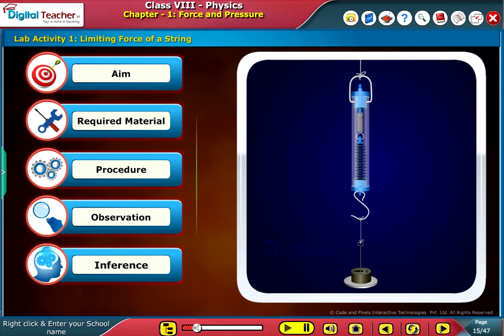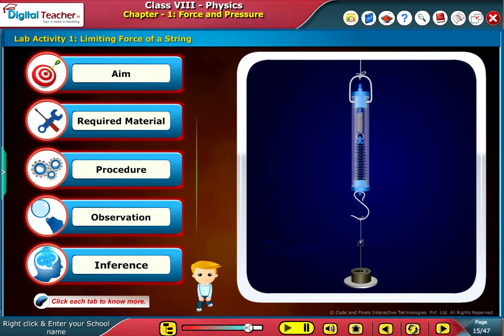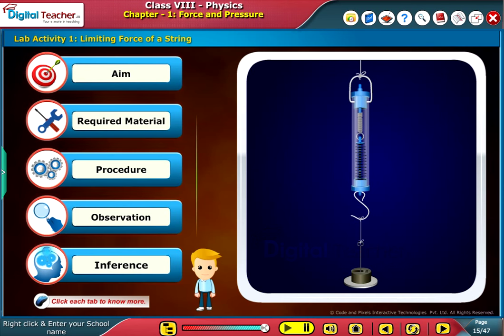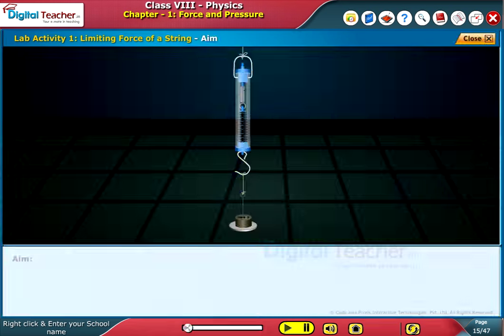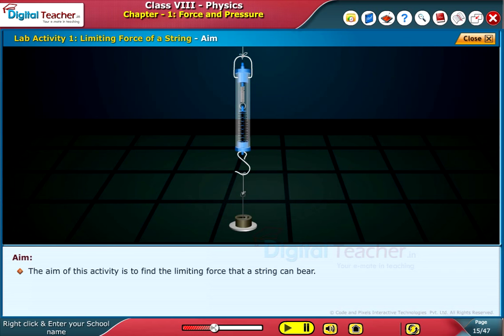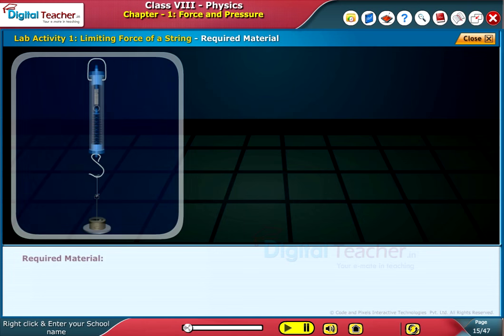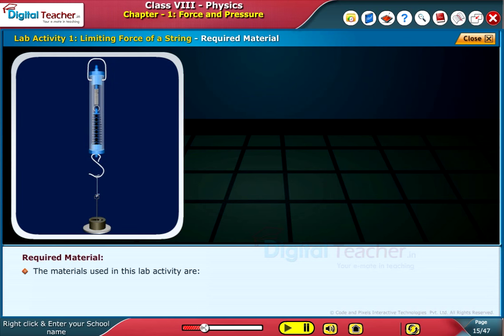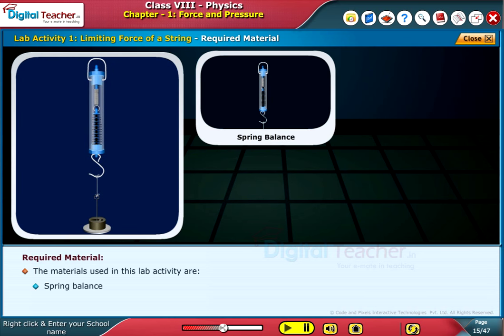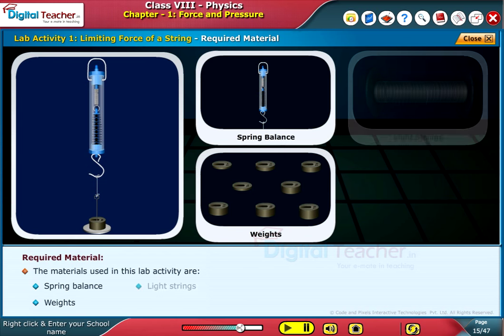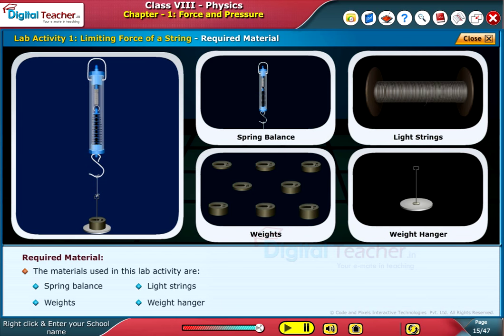Now, let us do a lab activity to find out the limiting force that can be borne by a string. Click each tab to know more. The aim of this activity is to find the limiting force that a string can bear. The materials used in this lab activity are spring balance, weights, light strings, weight hanger.